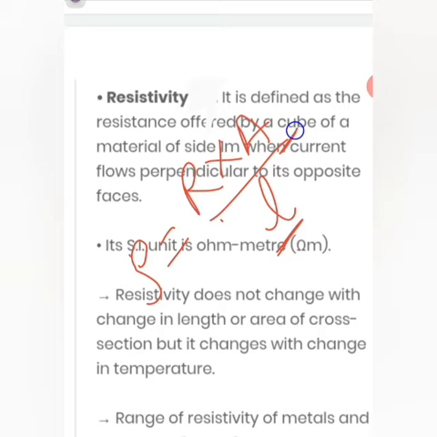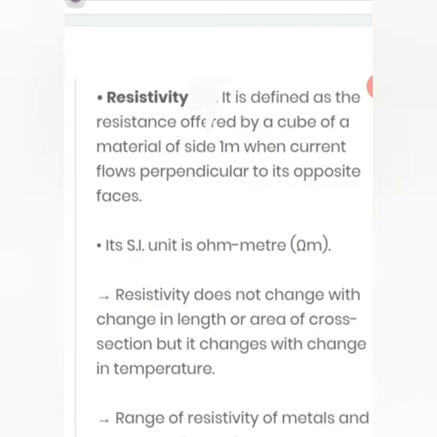That is resistivity. Its unit is ohm meter, while the unit of resistance is ohm. Resistivity does not change with change in length. Resistance depends on length and area, while resistivity never depends on length and area, but it changes with the temperature.